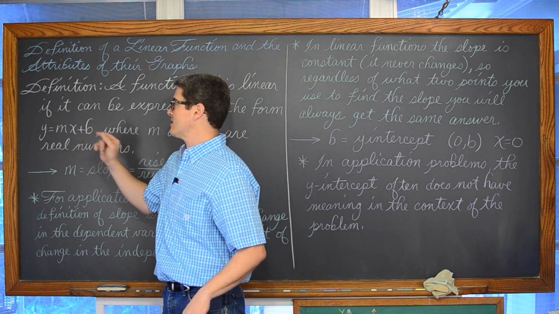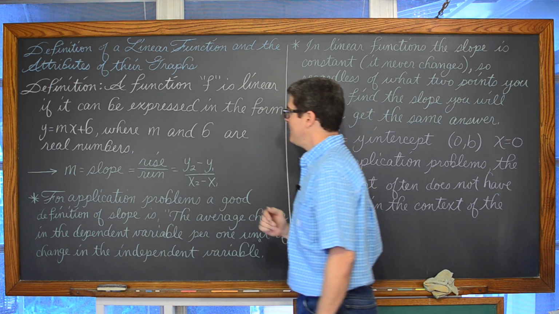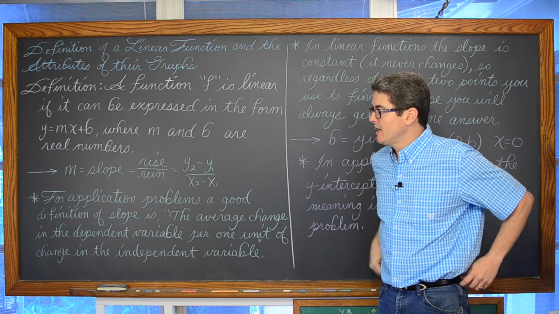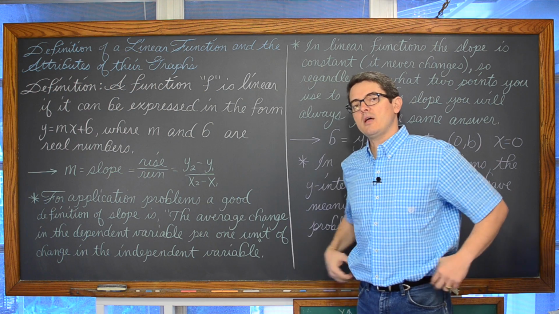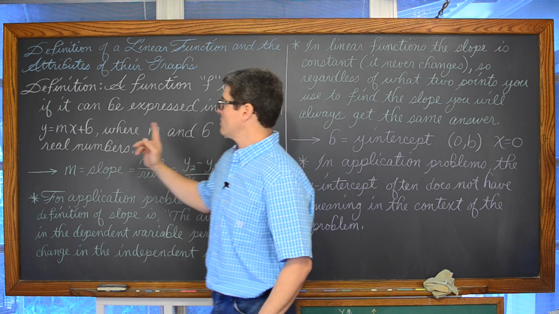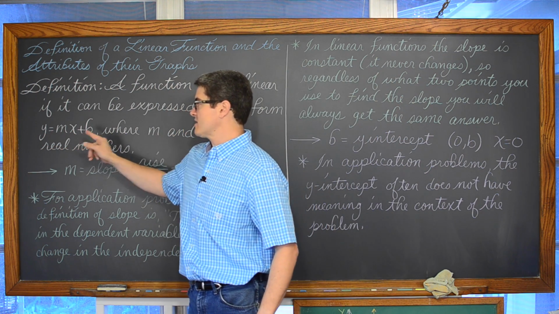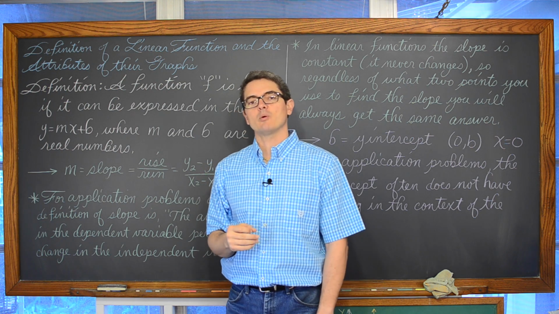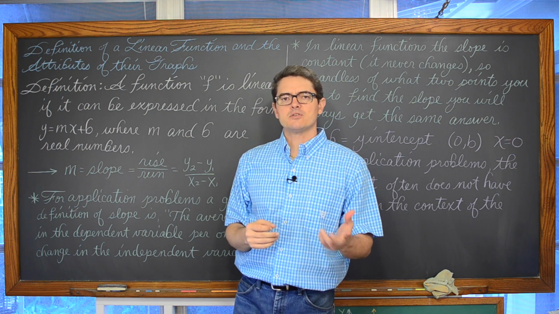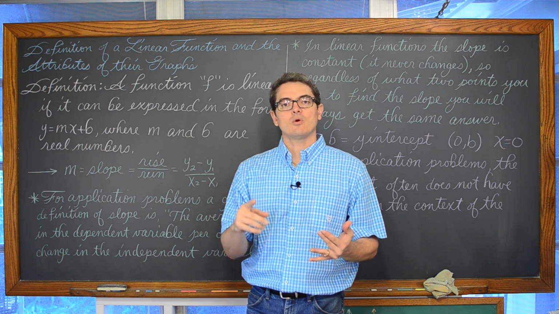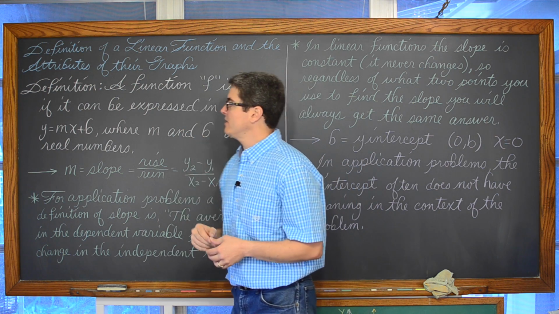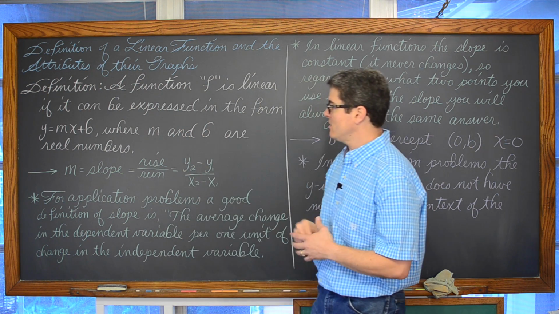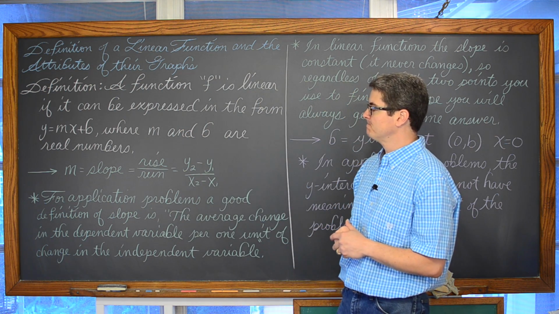Definition: a function f is linear if it can be expressed in the form y is equal to mx plus b, where m and b are real numbers. If you have any experience with lines already, you'll recognize that y equals mx plus b is the slope-intercept form of a line. There are also other forms of lines: point-slope form, standard form, but our definition here is specifically using the slope-intercept form of a line.